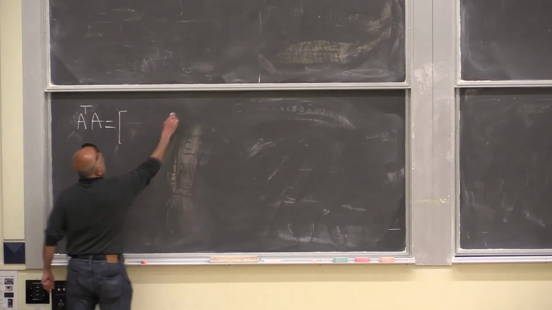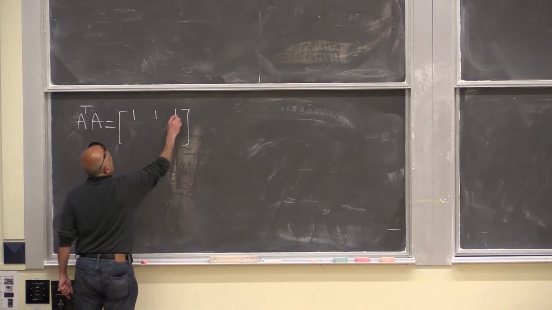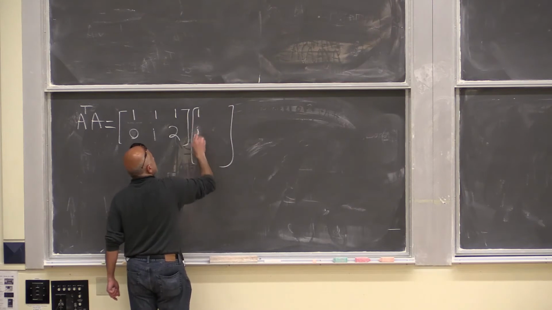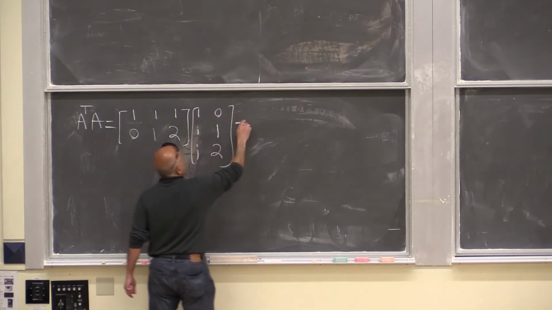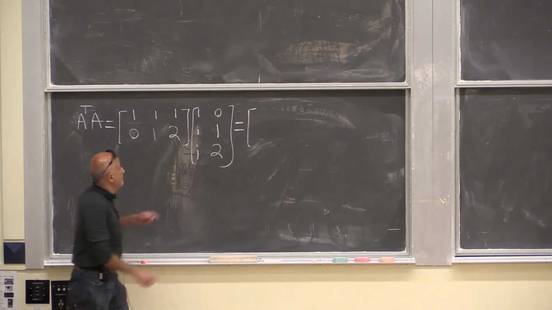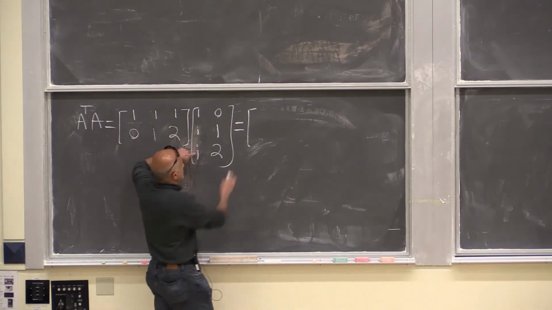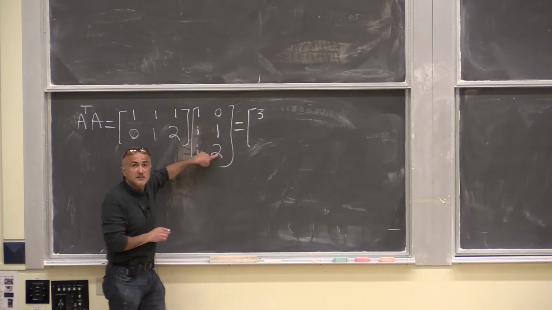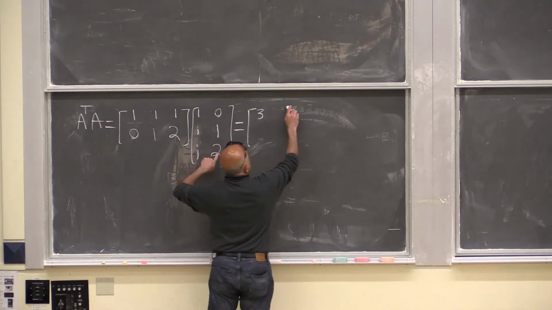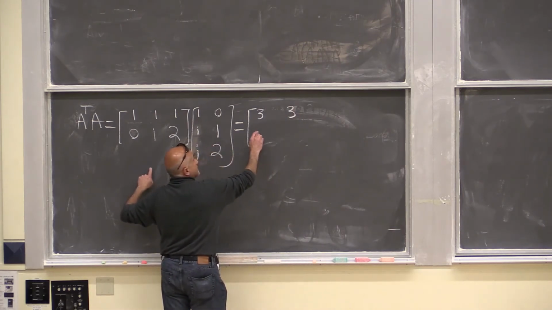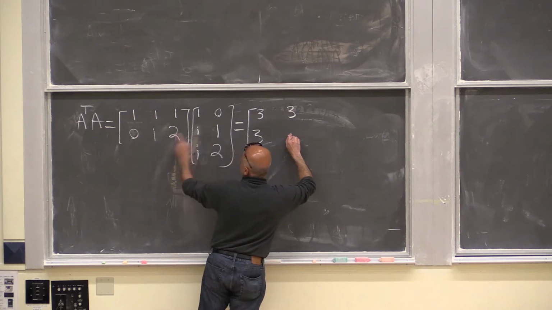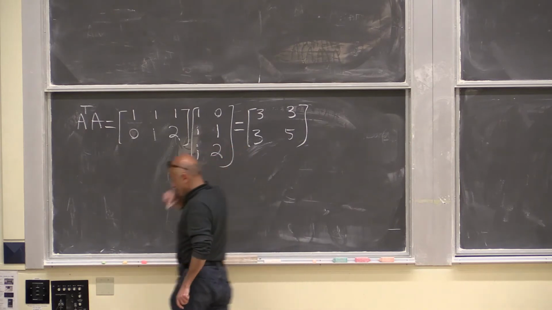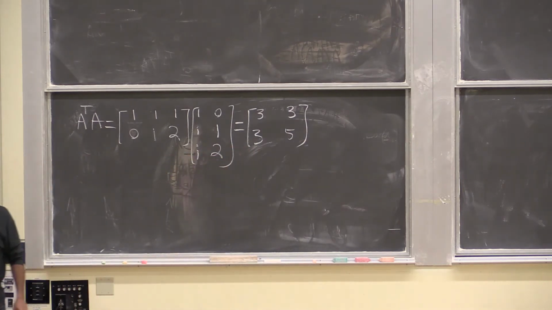A transpose is 1, 1, 1, 0, 1, 2. And I multiply that by A. And what do I get? 3, 3. So all ones times all ones gives me the sum of the entries, which is 3. And then the sum of these 3 is 3. And then 5, 1 times 1 plus 2 times 2. That's 5. Notice A transpose A is symmetric, as you would expect.